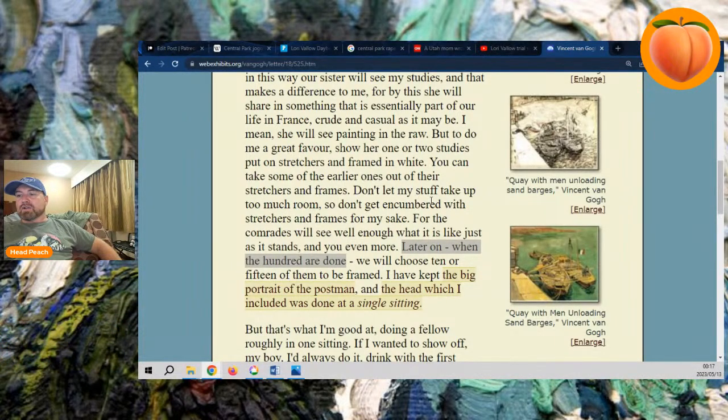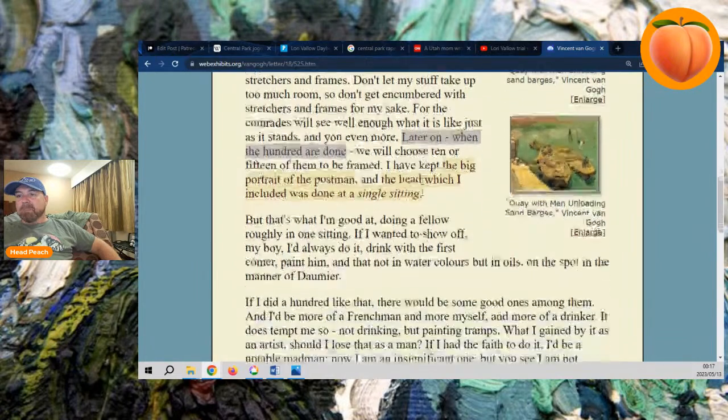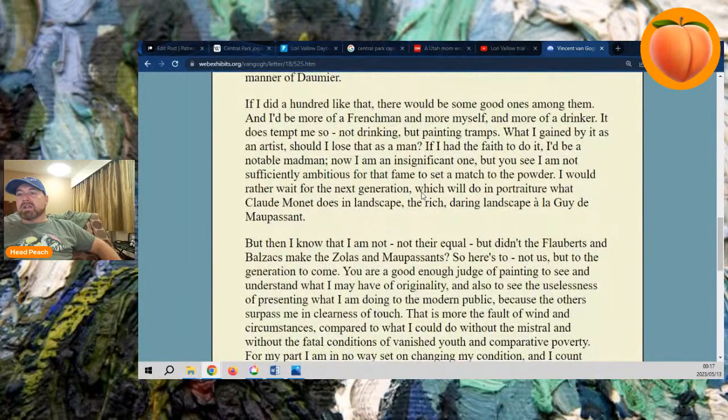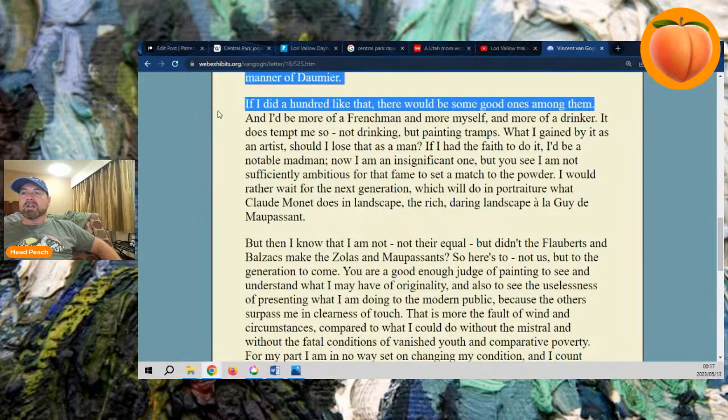Okay, so he goes on to say that he's good at painting like that. He says, if I did 100 like that, there would be some good ones among them. And you see how he's thinking? He's thinking, if I just keep working hard, and if my work ethic means that I work fast and hard, the volume is going to be enough to get me where I need to go.